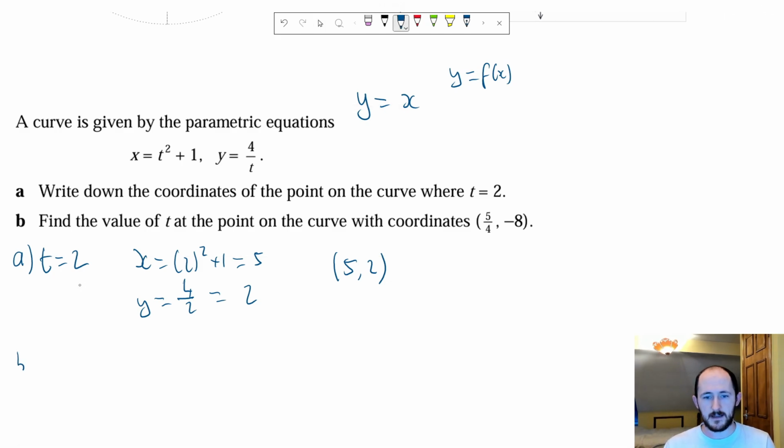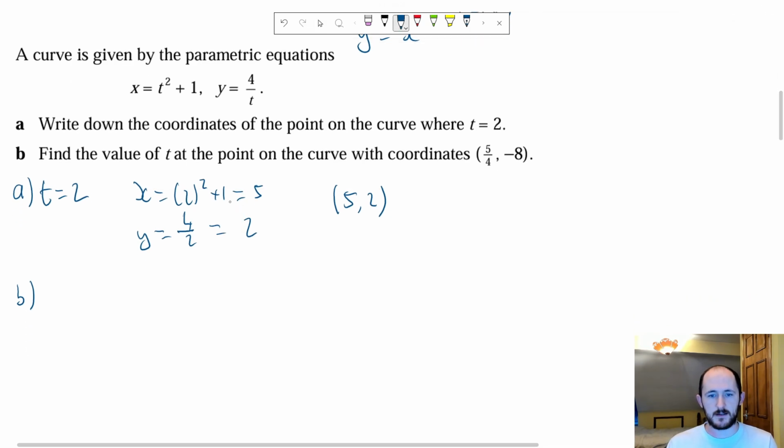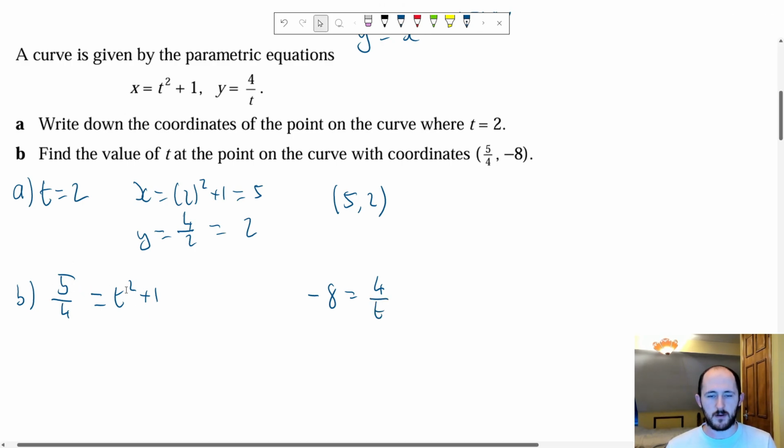For part B, it says find the value of t at the point on the curve with coordinates 5 over 4 and -8. So it makes sense to now set up two equations, right? Sub it in for x. So I've just made x equal to 5 over 4. And we're going to sub it in for y. And you're going to see why we need two equations. First of all, if I solve this, I'm going to minus 1 from both sides. 5 over 4 minus 1 is a quarter, equals t squared.